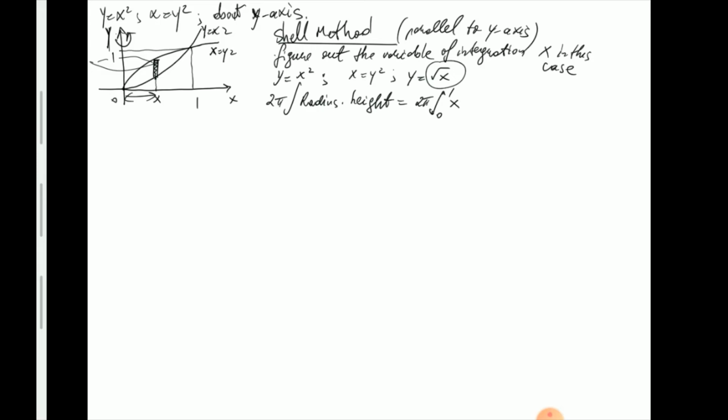So the radius is x, and the height comes from a difference of two y coordinates. It's whatever the y value is on the top function. The top function is x equals y squared, but the y value is root x. So that's going to be root x minus the part below the other graph, which is x squared.